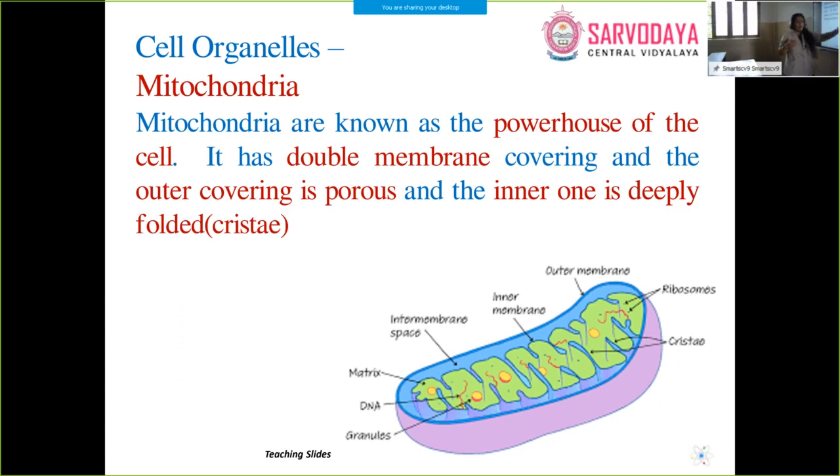Now, the outer covering is porous. When you say porous, it means exchange of materials happens in and out of the cell. And here you can see finger-like projections from the inner folds, and that's called cristae. Mitochondria, mostly you'll be drawing it like this itself. So it has an outer membrane and an inner membrane, and they are known as the powerhouse of the cell. Mainly the inner membrane has finger-like projections called cristae. You can see that; I pointed it there.